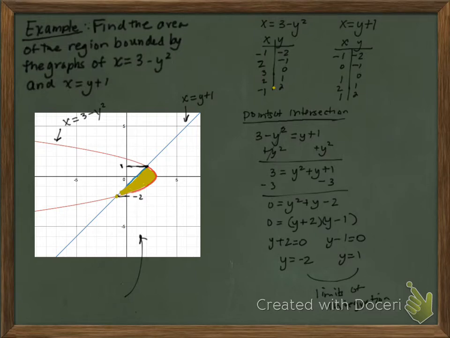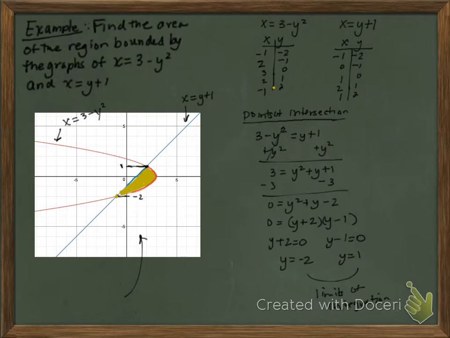And then I need to find the points of intersection. This is the algebraic way of finding the points of intersection. You can just set the two equations equal to each other. So that'd be 3 minus y squared is equal to y plus 1. And then you have to start adding and subtracting. So you can add y squared to both sides. You're going to get 3 is equal to y squared plus y plus 1. And then you subtract 3 from both sides. You get 0 is equal to y squared plus y minus 2.